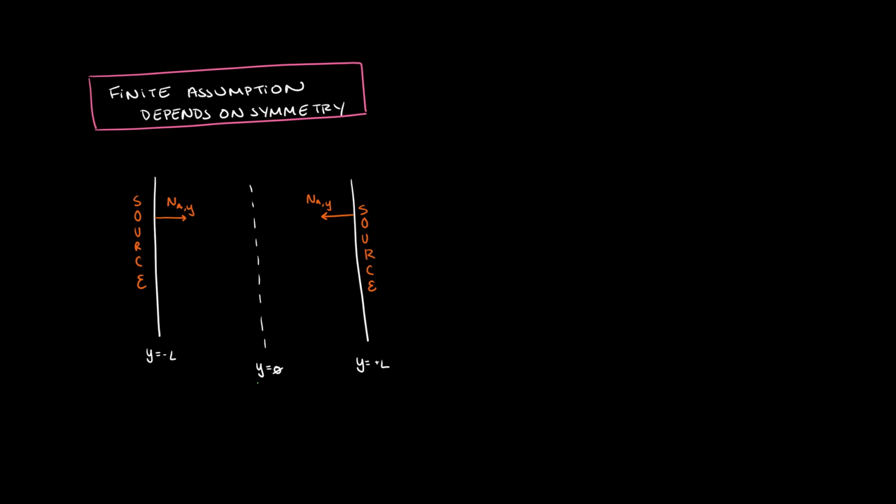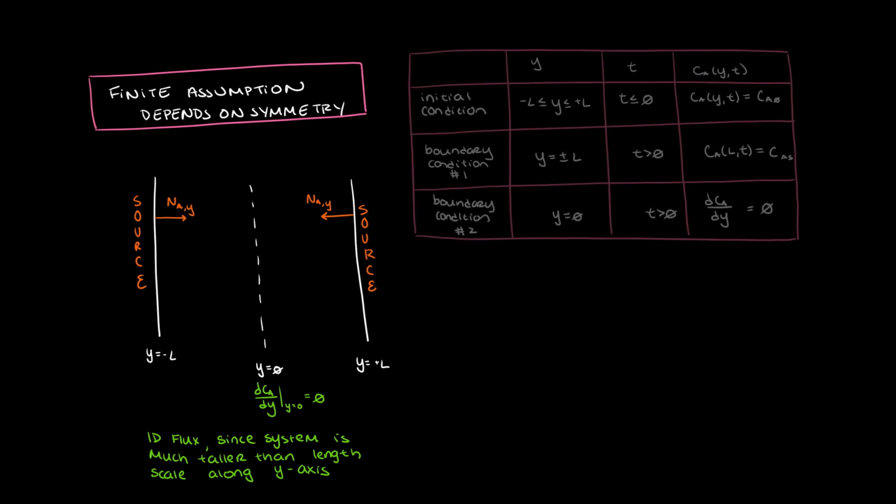Symmetry also means we only need to consider one side of the system. The symmetry assumption also gives us the second boundary condition at the center line. The change in concentration is 0, resulting in a 0 net flux. The flux is still one-dimensional if the system is much longer or taller than it is wide. That means that flux occurs in the wide direction.